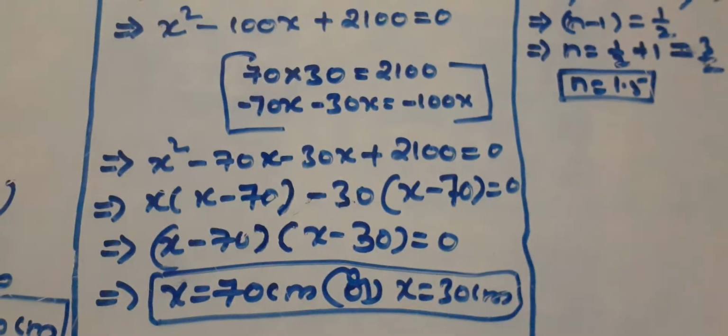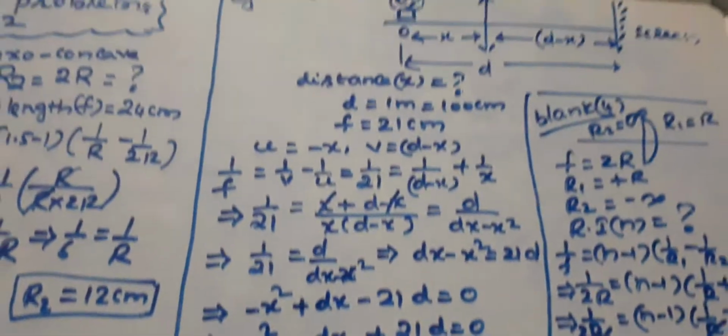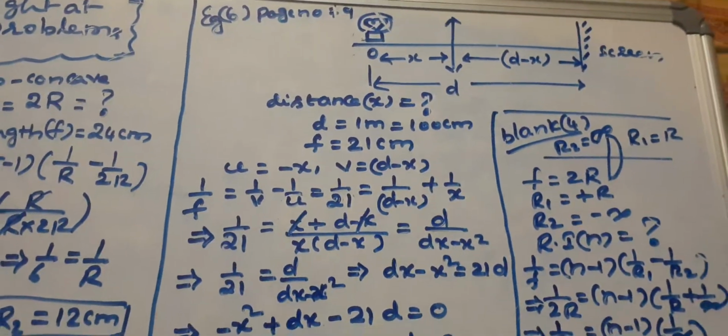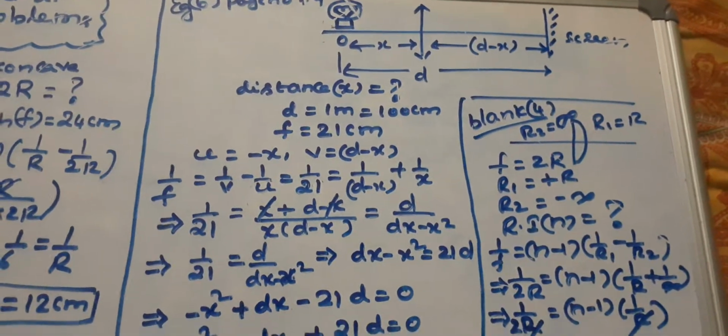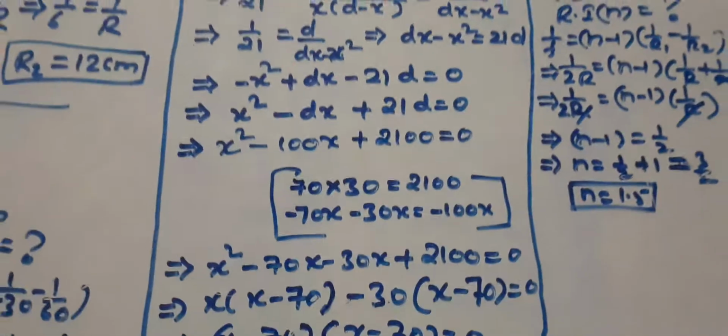So by placing the object from the lens at 70 centimeters or 30 centimeters, we can get a sharp pointed image on the screen. So this is the solution for it, students.